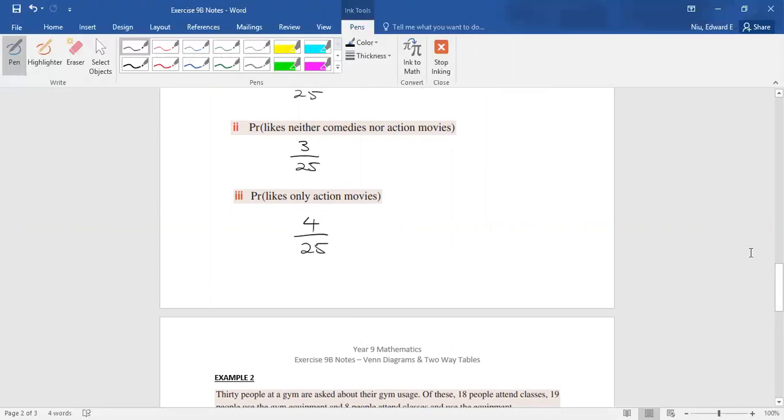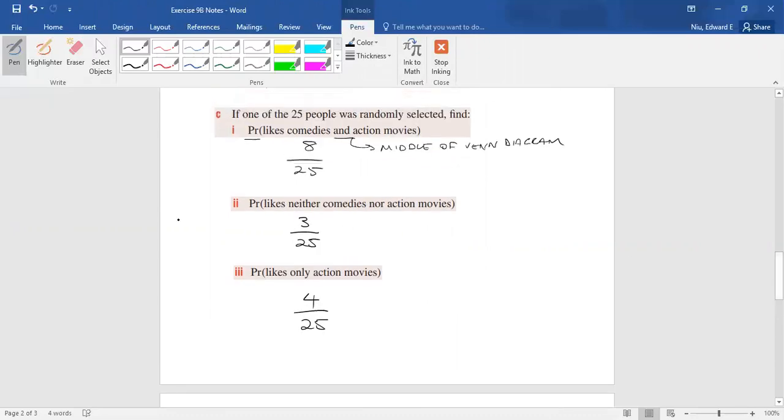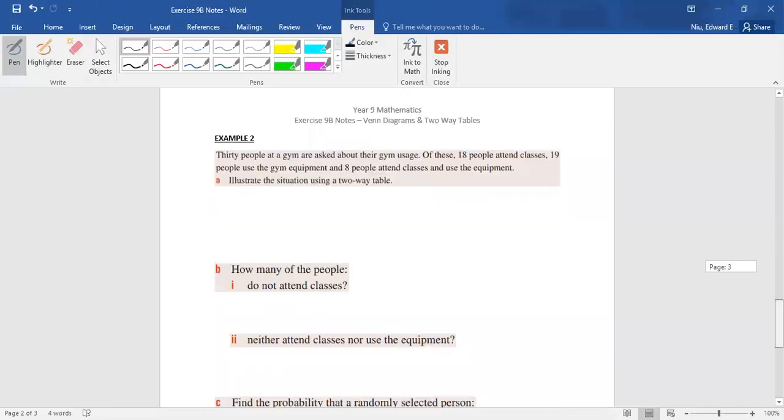Put everything over 25 because we are ultimately dealing with probability. Okay, so notice how these ones all have PR in front. Whenever you see PR, put it as a fraction. The next part is similar.